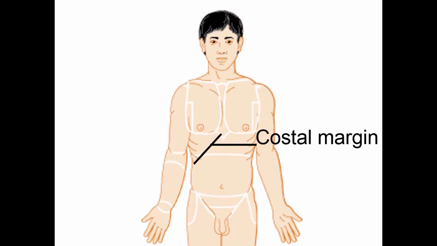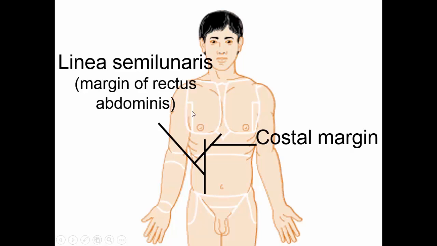The costal margin is right along the edge of your ribs. Costal margin on this side as well. So here would be your xiphoid process right here. The linea semilunaris is the edge of the rectus abdominis. It's going to be about halfway between the outside of your body and the midline of your body. Right here where the linea semilunaris crosses the costal margin is where the gallbladder is located.